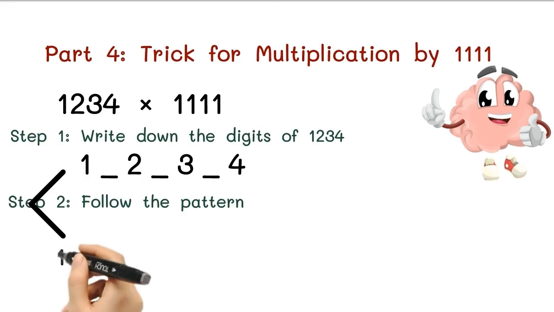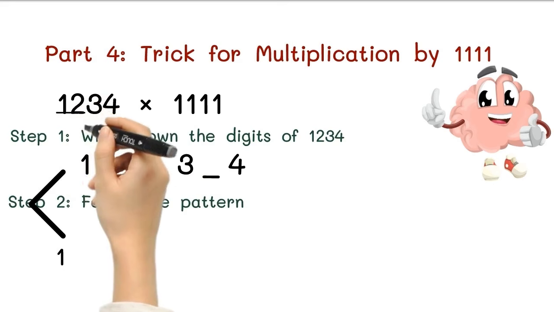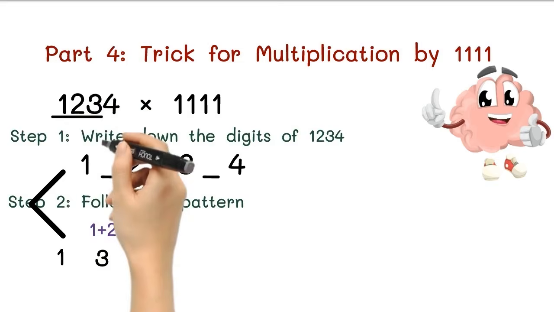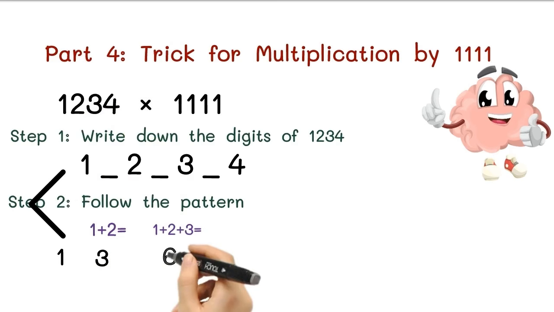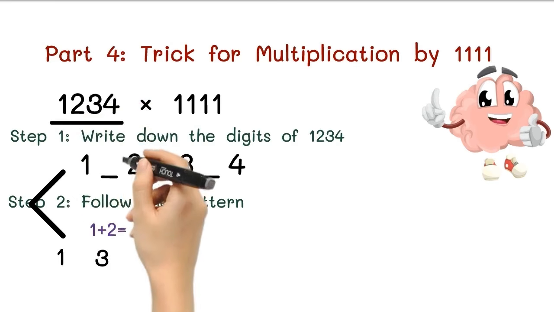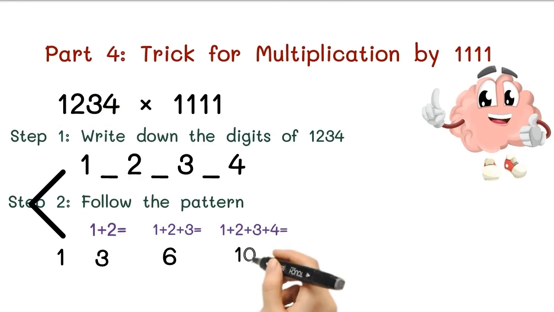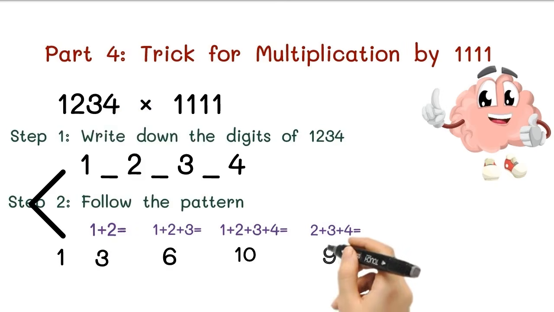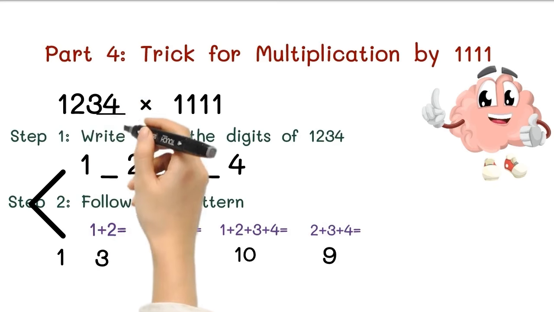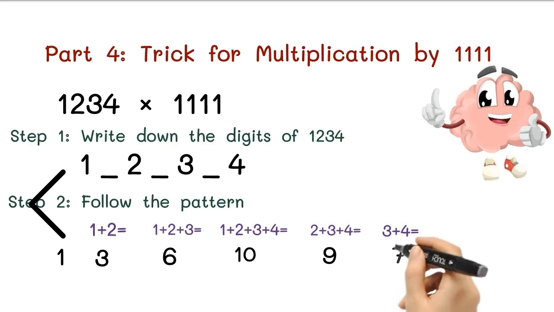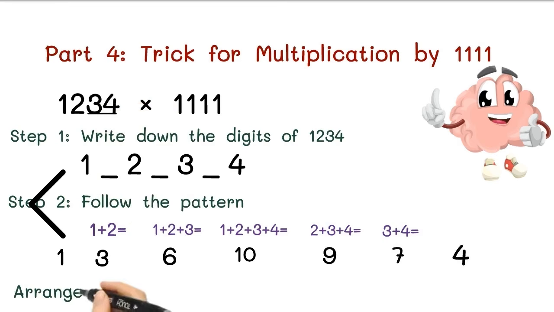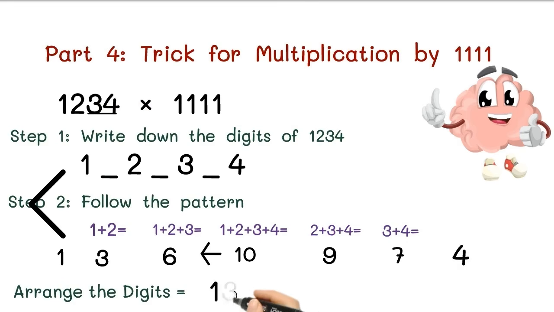First digit stays the same, 1. Sum of first two digits, 1 plus 2 equals 3. Sum of first three digits, 1 plus 2 plus 3 equals 6. Sum of all four digits, 1 plus 2 plus 3 plus 4 equals 10. Sum of last three digits, 2 plus 3 plus 4 equals 9. Sum of last two digits, 3 plus 4 equals 7. Last digit remains, 4. Step 3. Arrange the digits, 1, 3, 7, 0, 9, 7, 4.